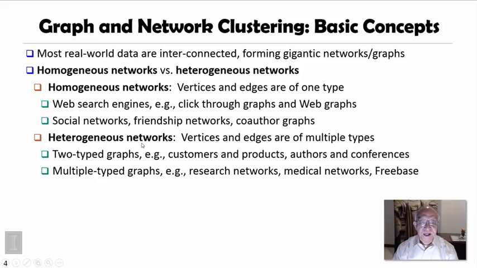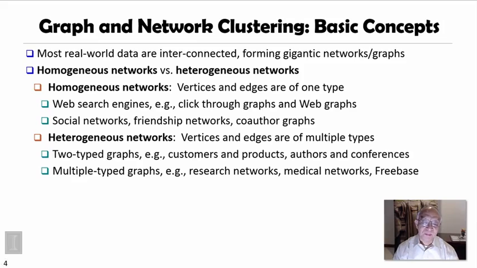For heterogeneous networks, vertices and edges are of multiple types. For example, we just look at a two-typed graph. Customers and products could be linked together. Authors and conferences could be linked together. Of course, authors and authors can also be linked together, but essentially a two-typed graph means you only have two kinds of vertices. For multiple-typed graphs, that simply says within a network, you may have multiple typed nodes and edges.